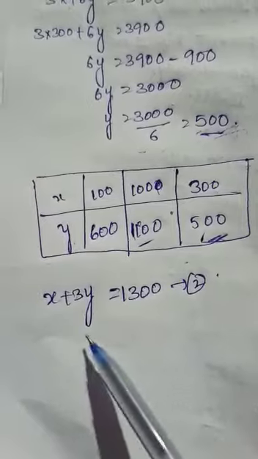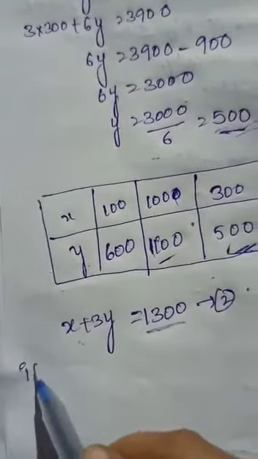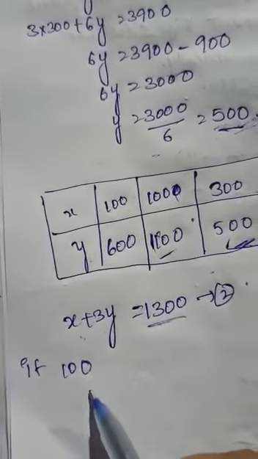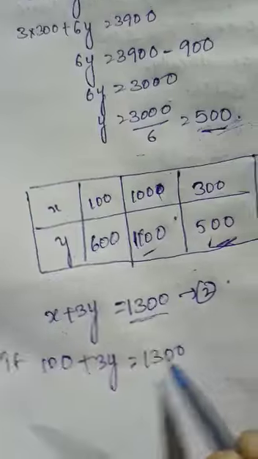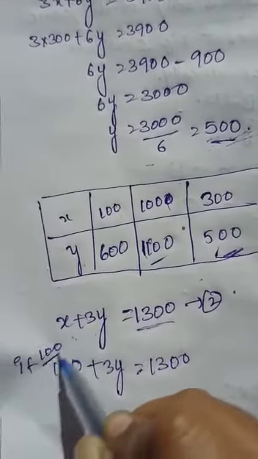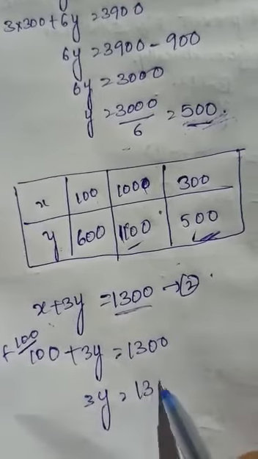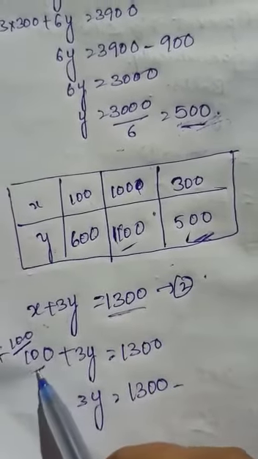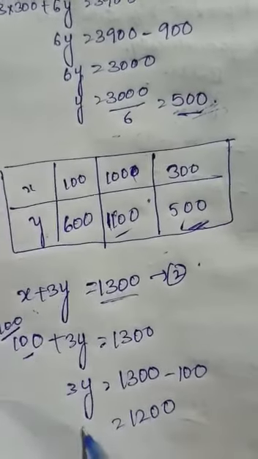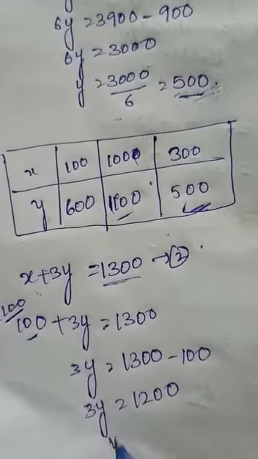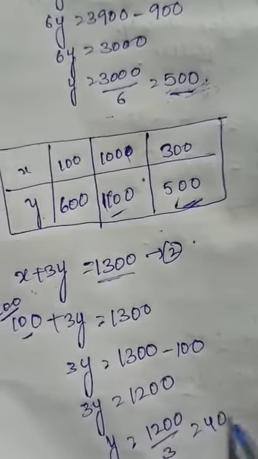Next equation, x plus 3y equal to 1300. If I take x equal to 100, what is the value of y? 100 plus 3y equal to 1300. 3y equal to 1300 minus 100, which is equal to 1200. 3y equal to 1200, y equal to 1200 by 3, which is equal to 400.